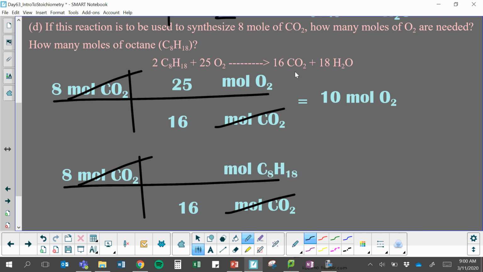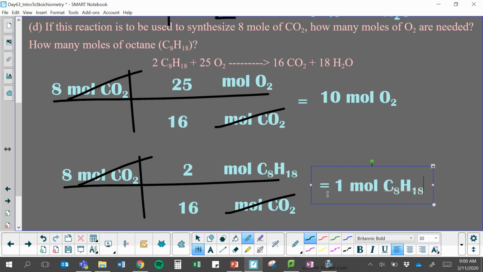So we look up, it's still 16 for our CO2, but octane, we only have 2. So now we do 8 times 2 divided by 16, which is actually only 1, which has the right number of sig figs, moles of octane.